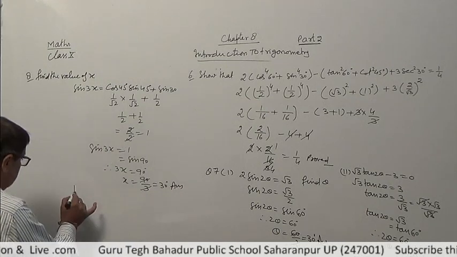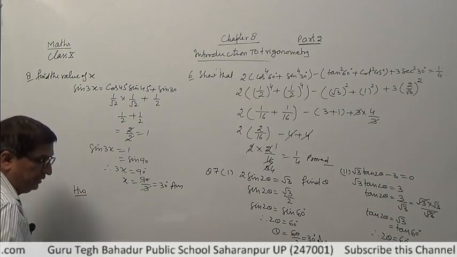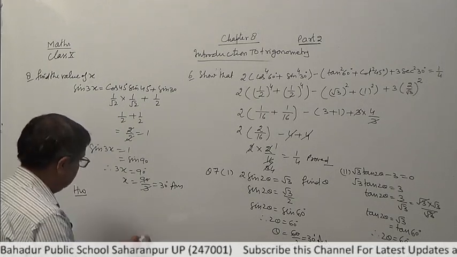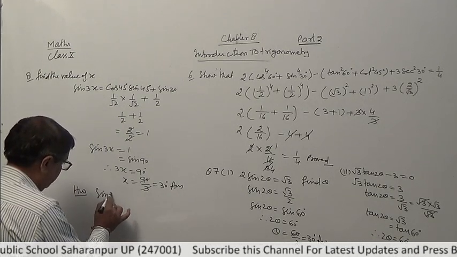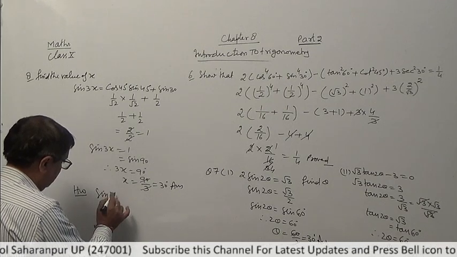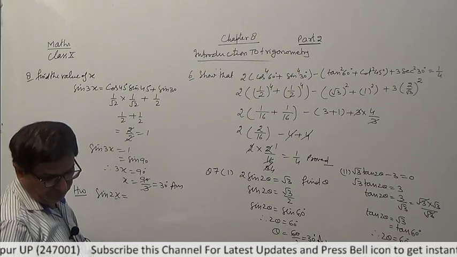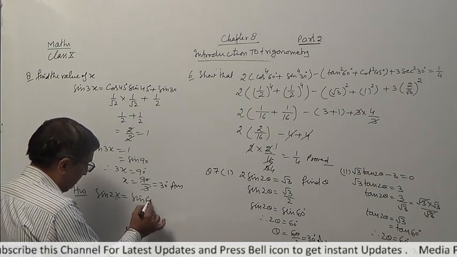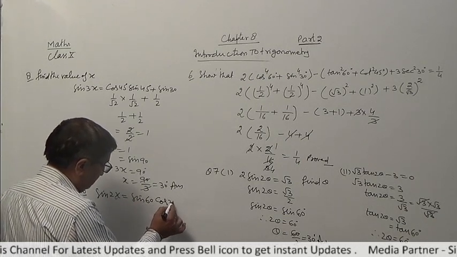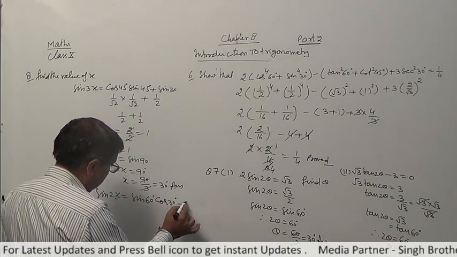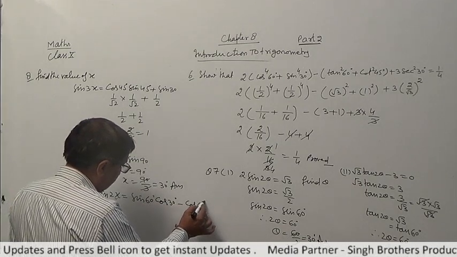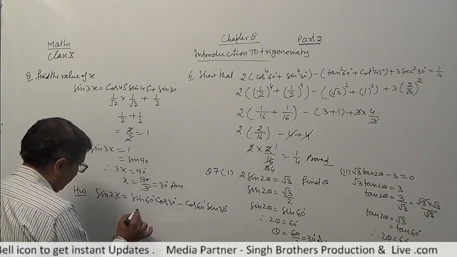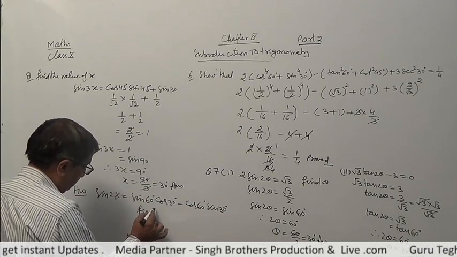You will do this question the same way. Sin 2x is equal to sin 60 cos 30 minus cos 60 degree sin 30 degree. Find x.